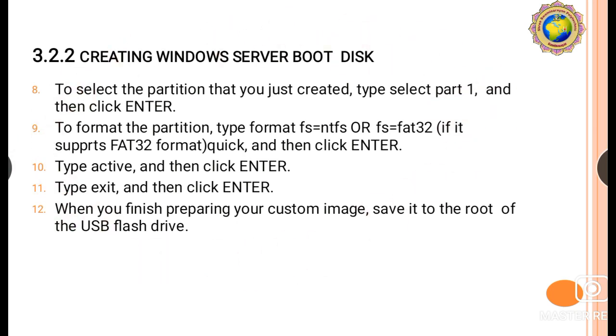To select the partition that you just created, type select part 1 and then press enter. To format the partition, type format fs=ntfs, or if you want, fs=FAT32, if it supports the FAT32 format, and then press enter. Then type active and press enter, then exit and press enter. When you finish preparing your custom image, save it to the root of the USB flash drive.